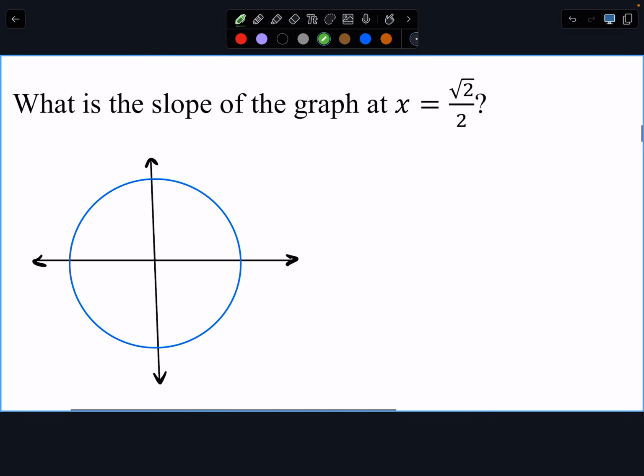Similar, but slightly different. Now, remember, for x equals root 2 over 2, aren't there two points on the unit circle where x would be equal to root 2 over 2? Like this point, root 2 over 2 comma root 2 over 2. And then down here in Q4.